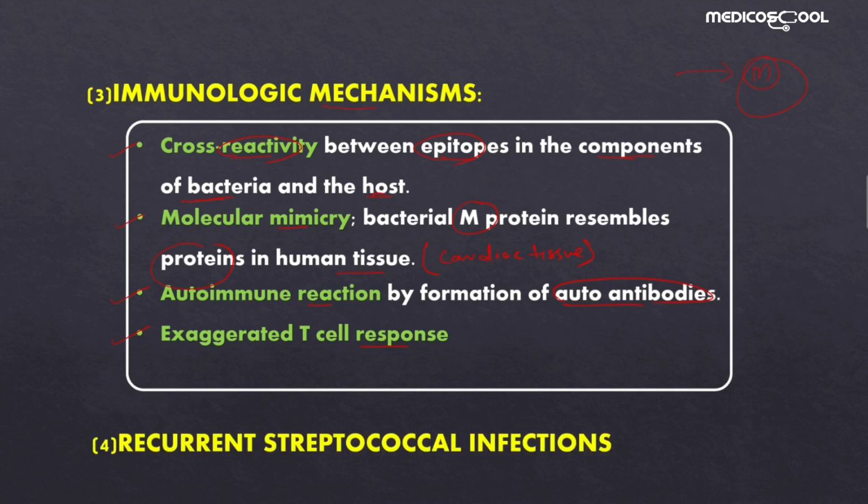The fourth one is recurrent streptococcal infection. Those who have recurrent streptococcal infection have much more chance of having acute rheumatic fever, and this recurrent streptococcal infection can also cause chronic rheumatic fever, which we will discuss in another lecture.